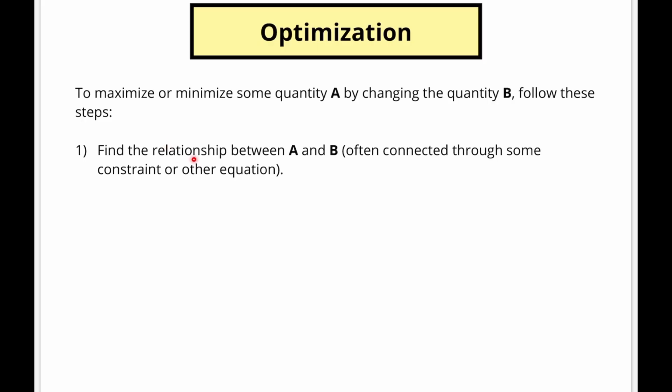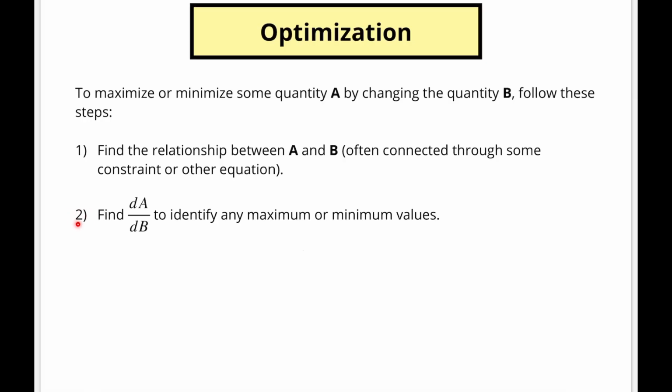Step 1, find the relationship between these two variables, A and B, and note that they're often connected through some constraint or other equation. A constraint is simply a value that we have already determined that we're going to use in equations, or something that says, hey, this can't be bigger than this, or it can't be smaller than this. Step 2 says to find the derivative and identify any maximum or minimum values.